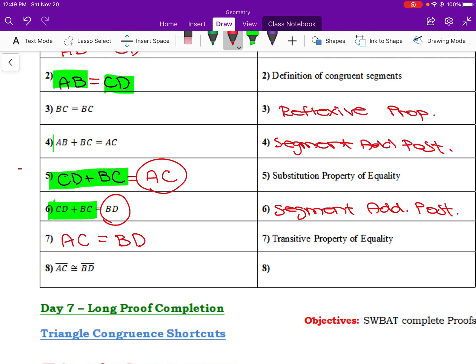That's the transitive property. And then finally, we conclude that line segment AC is congruent to line segment BD. This is, again, the definition of congruent segments. So we're just translating it out of the calculation nomenclature to just establishing congruency.